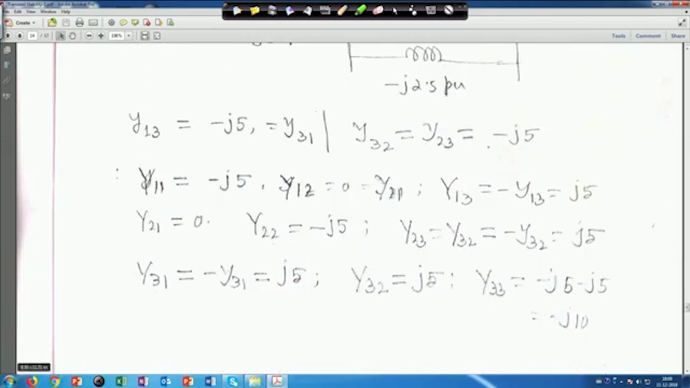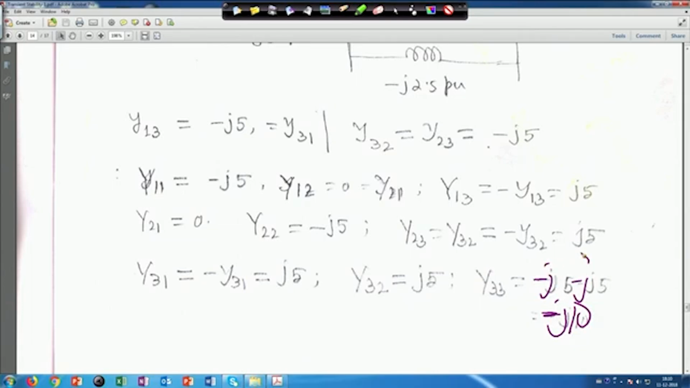Similarly, capital Y21 is 0, capital Y22 will be minus j5. Similarly, capital Y23 is equal to capital Y32, which is minus small y32, equal to j5. And capital Y31 will be minus small y31, equal to j5, and capital Y32 will be j5, and Y33 will be minus j5 minus j5, which is equal to minus j10.